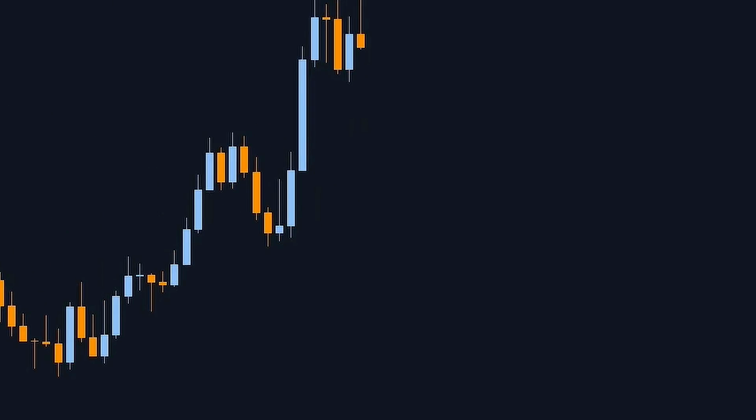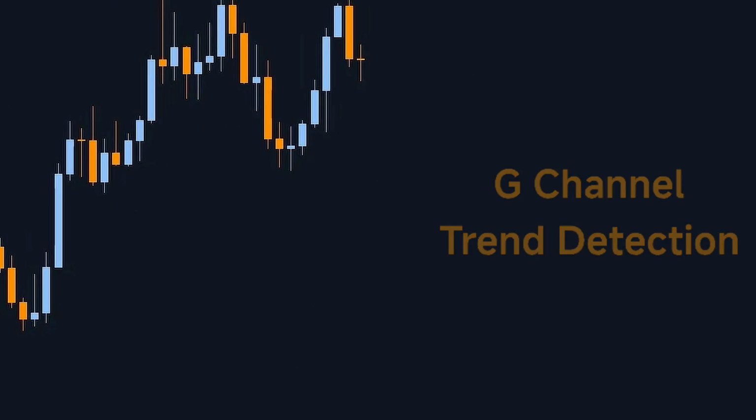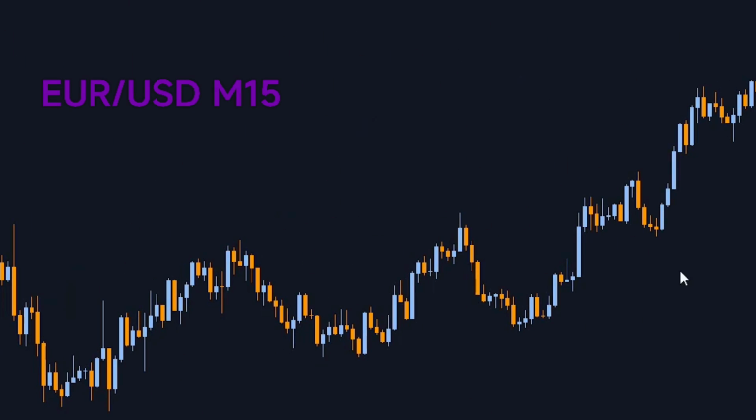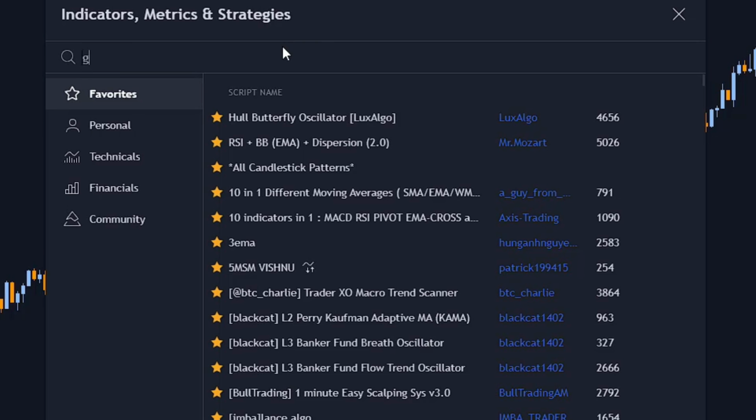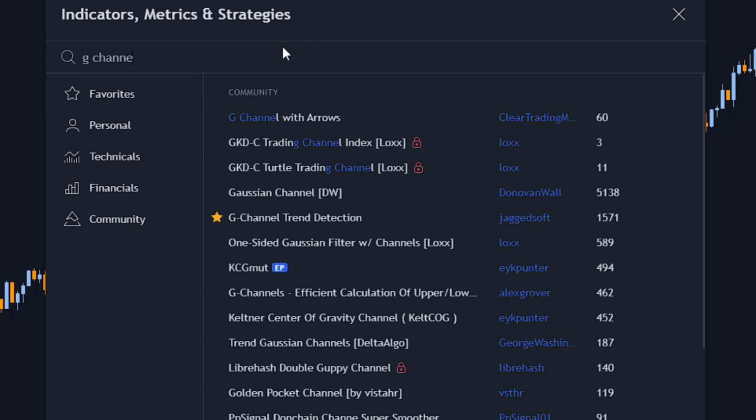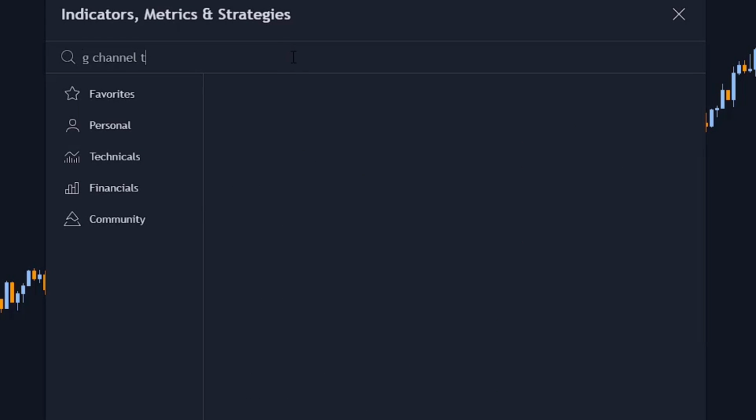The indicator we're focusing on today is called the G-channel trend detection. To add it to your charts, just head over to TradingView. Open any time frame between 1 to 15 minutes for any pair you're interested in, and then navigate to the Indicators tab and type in G-channel trend detection. Written by Jagged Soft.